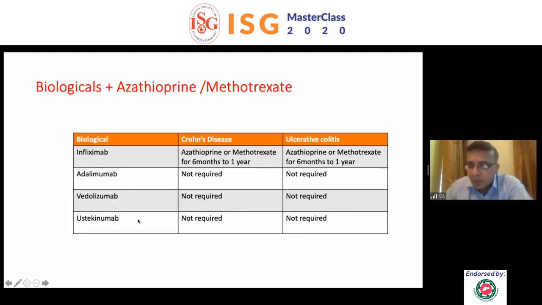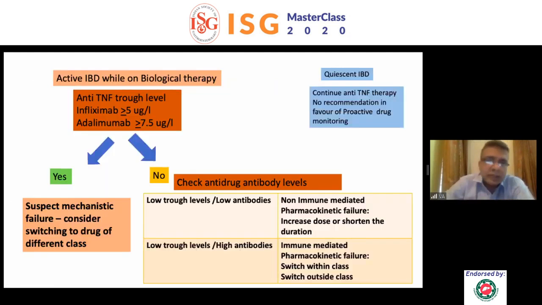Otherwise, you can do therapeutic drug monitoring, which I'll talk about in the next year. So if patients are doing well while on biologics, do not do any therapeutic drug monitoring. You do not really need to spend the patient's money on it. If a patient on biological therapy has active IBD, measure anti-TNF drug trough levels, which should be more than 5 for infliximab, more than 7.5 for adalimumab.